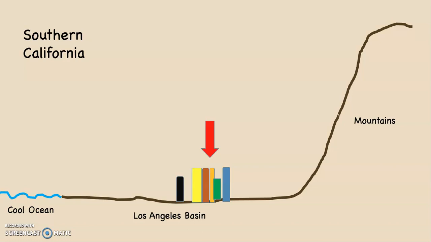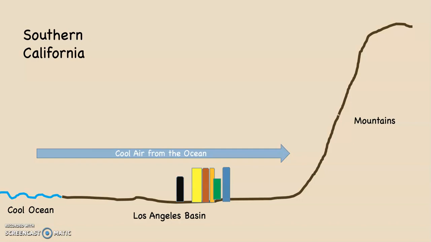Those are supposed to be Los Angeles, downtown Los Angeles. Anybody who knows Los Angeles knows the city does not sit right on the ocean. It's a little bit inland in this big flat basin that is the Los Angeles Basin. You can see the mountains. The mountains in Southern California are to the north and to the east. And then you can see cool ocean. The ocean is to the west and to the south of Southern California.